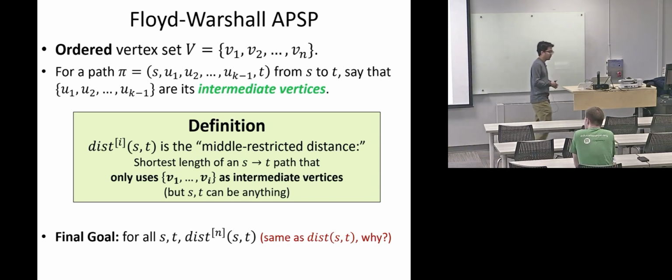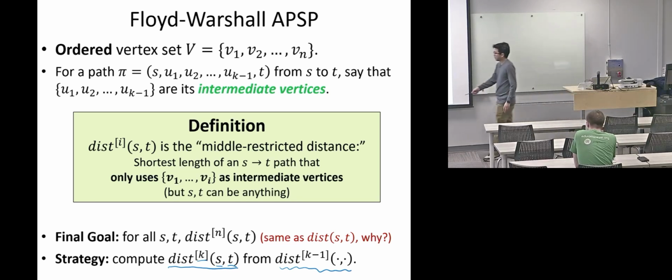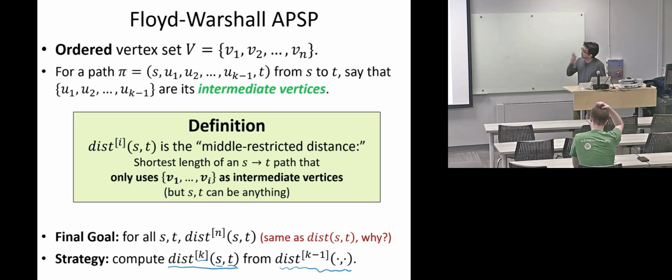With this formulation, this lends itself to a recursive formulation. The strategy is: suppose that we want to compute the distance from S to T, bracket K. Can we do this based on all-pairs distance, bracket K minus 1? So we need to think of a recursive strategy.